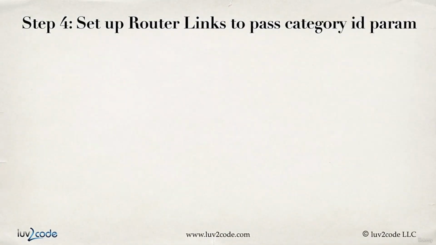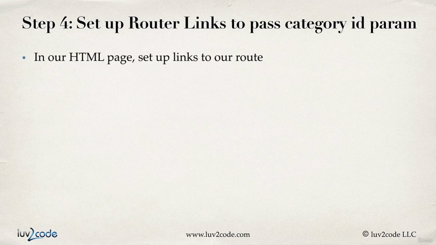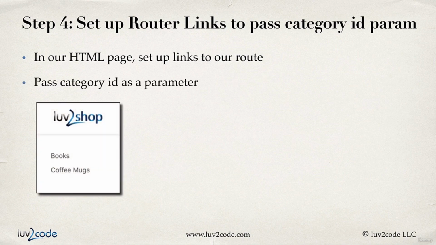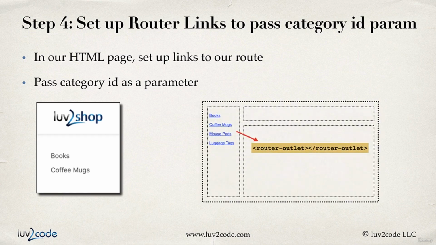Alrighty, so in step 4, we're going to set up router links to pass the category ID parameter. So in our HTML page, we're going to set up links to our route and pass the category ID as a param. So we have that little menu item for Luv2Shop, books, coffee mugs, and so on. We're going to set up links, and then based on those links, we'll actually have the router outlet display the appropriate component based on the given category ID. And we'll pass in that category ID with the link.